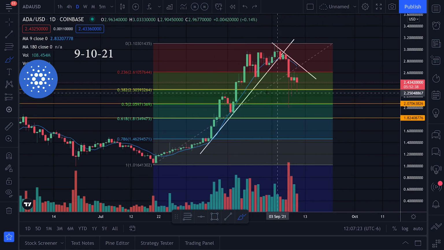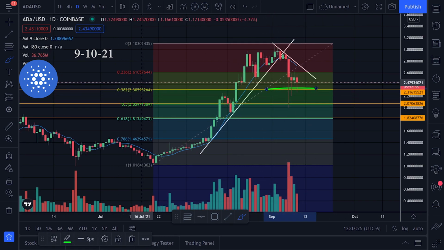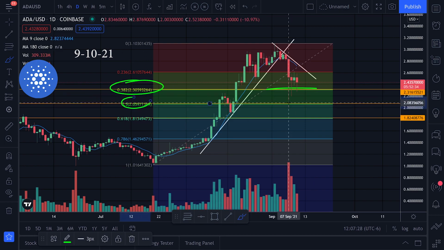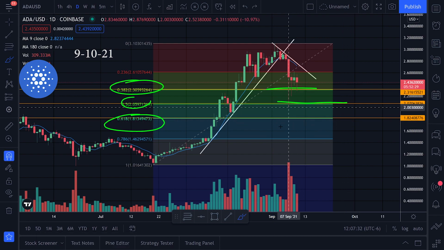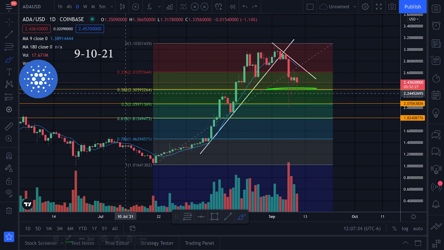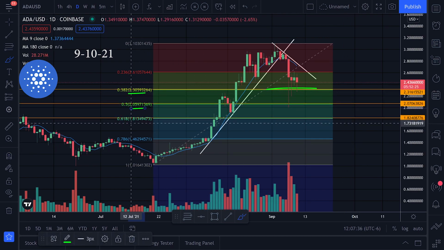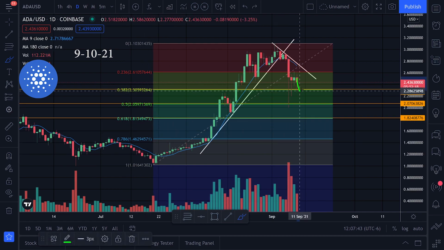So what I'm doing right now is putting limit orders on the 38% level right here, the 50% level right here, and the 61% level right here. These levels are sitting at around 2.30, 2.05, and 1.81. Let's see if we could get some bounces on these Fibonacci retracement levels.